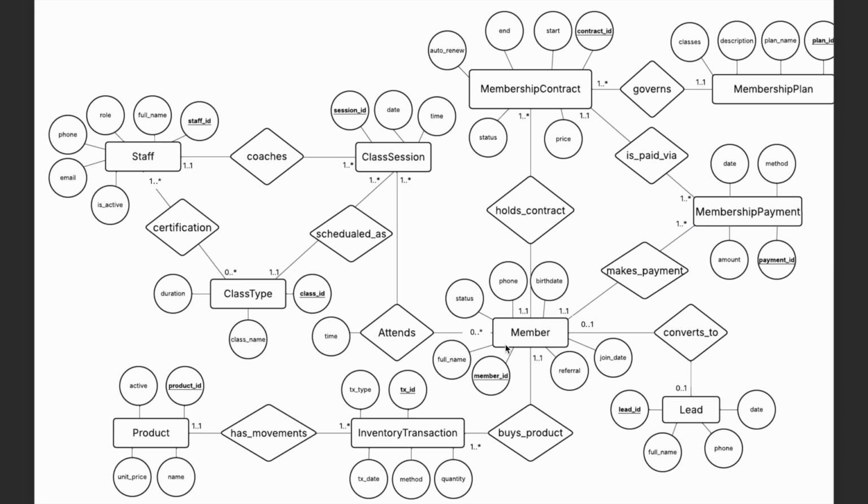The other many to many is certification, between staff and the class type, which is certified to do either box or training, because a boxing coach cannot do a functional training class. This is the overview of the diagram.